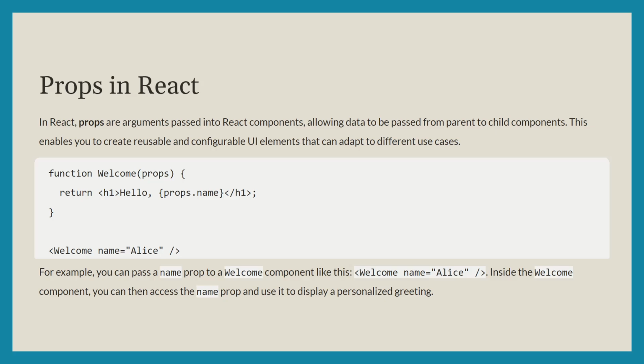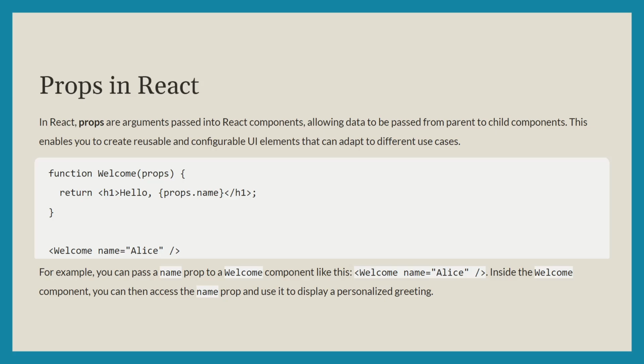In React, props are arguments passed into React components, allowing data to be passed from parent to child components. Like how you inherit genes, right? Kind of like that. That's an analogy you can use. This enables us to create reusable and configurable UI elements that can adapt to different use cases. function Welcome(props) { return <h1>Hello, {props.name}</h1> } <Welcome name="Alice" />. For example, you can pass a name prop to a Welcome component like this. Okay, <Welcome name="Alice" />.